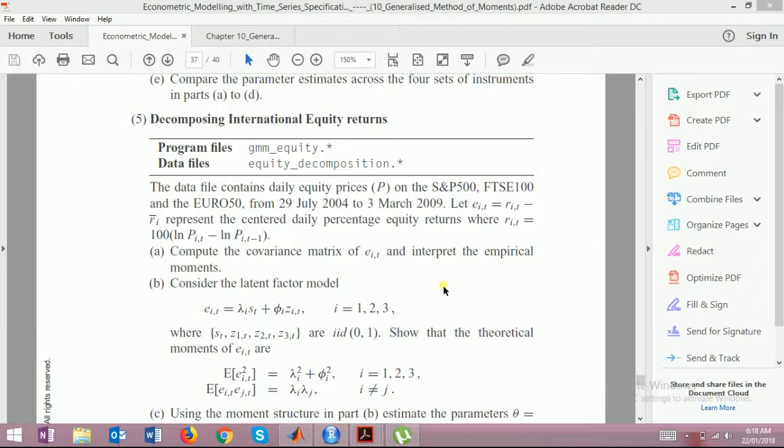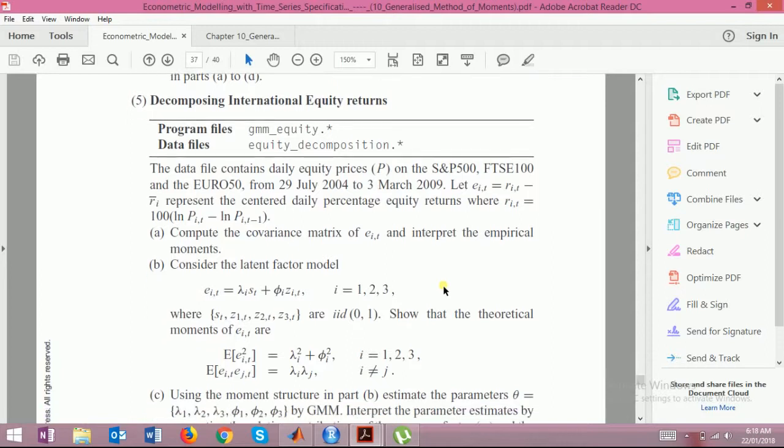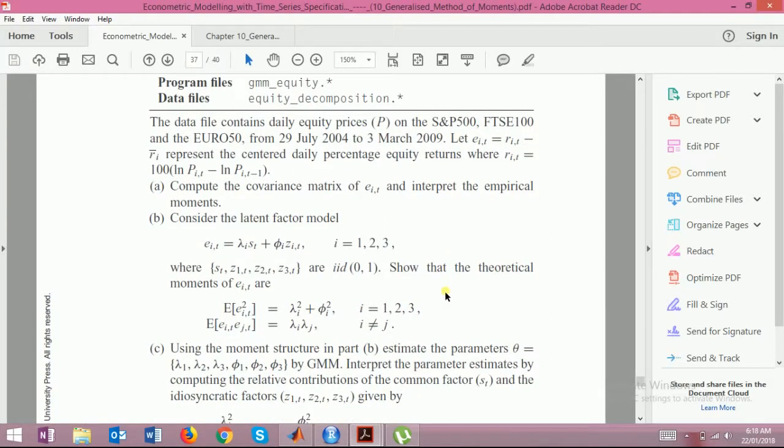Now we want to compute the covariance matrix of e_it first and interpret its moments. So for the covariance matrix, we know that to find that we have to optimize first. Consider the latent factor model: e_it equals lambda_i s_t plus phi_i z_it. This is called a latent factor model because we have the latent factor, with lambda_i, which is the indirect estimation.